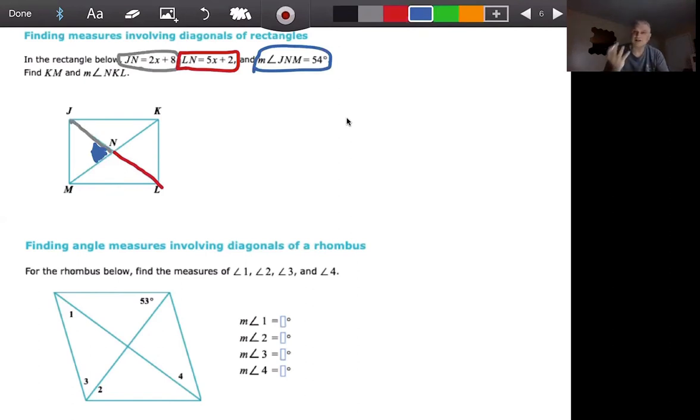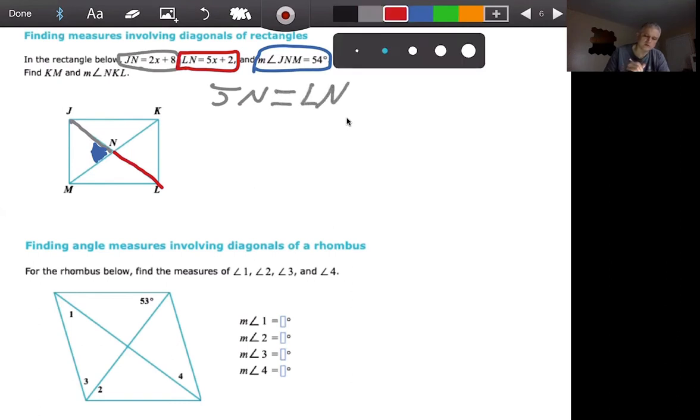Even if this were not a rectangle, if they just said this is a parallelogram, we could at least find x, and therefore we'll know they're asking for KM. Okay? We could at least find x here, right? So I want to find x first. What is the relation between the gray segment and the red segment? Well, remember, these diagonals bisect each other. So that means that JN is congruent to LN, or segment JN has a measure that's equal to segment LN's measure.